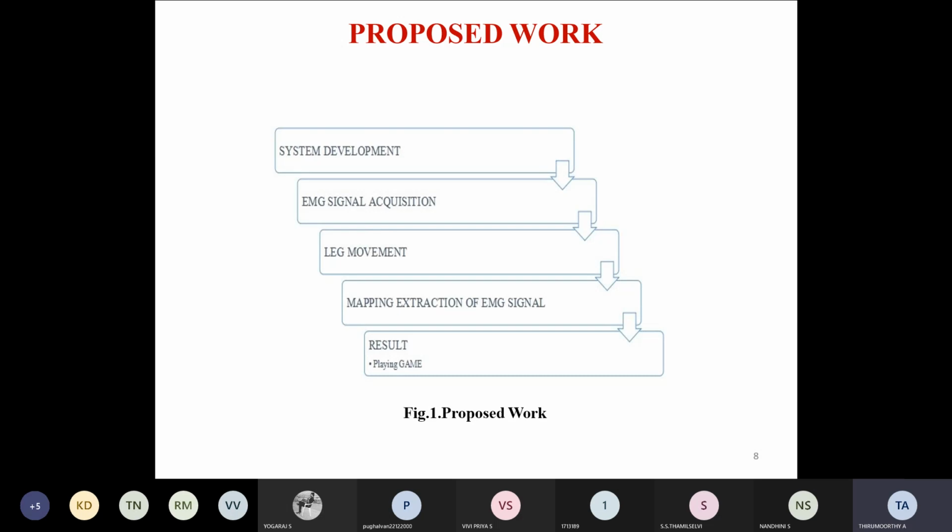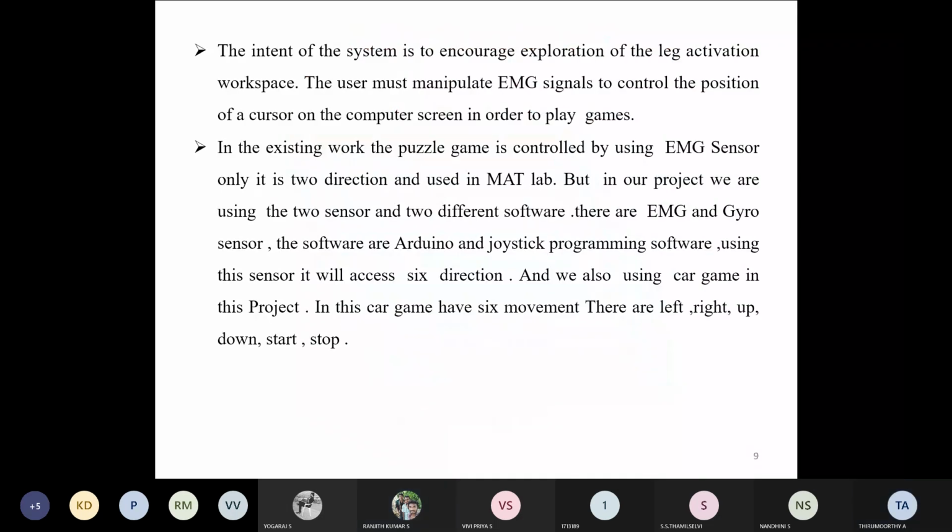System development: EMG signal acquisition and leg movement, mapping, extraction of the EMG signal, and next, the result of playing the game. The intent of the system is to increase the exploration of the leg activation workspace. The user must manipulate EMG signals to control the position of the cursor on the computer screen in order to play games.